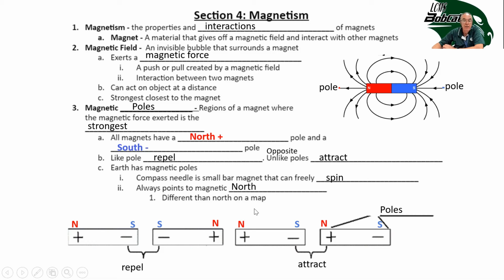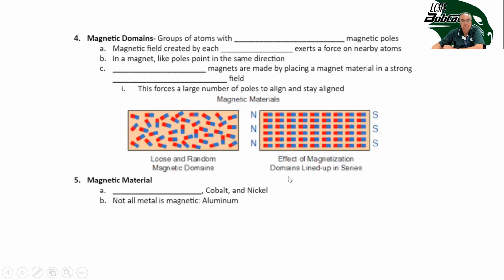And it's a little bit different than north on a map, okay, because the magnetic pole of the Earth is a little off-shifted. So if you do this, there's some lines of declination that you have to deal with. Okay. Now, why do things become magnetic?